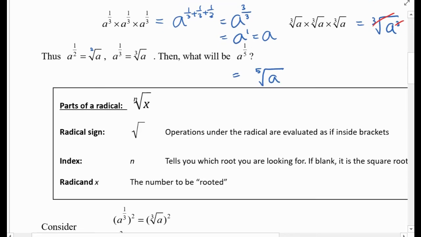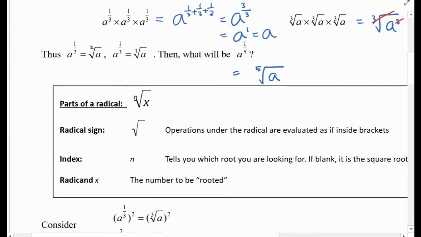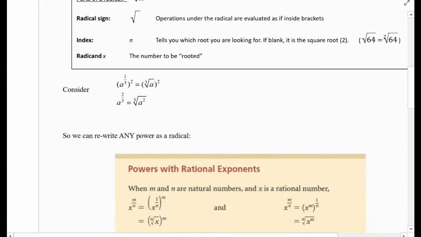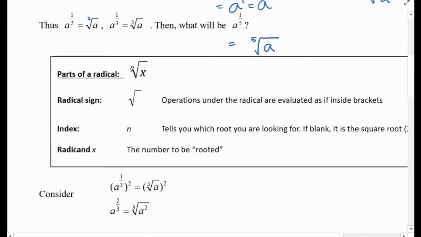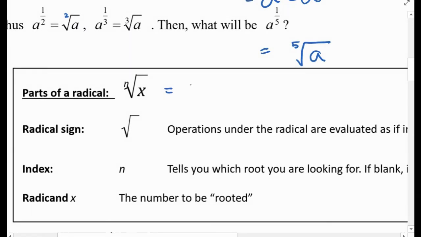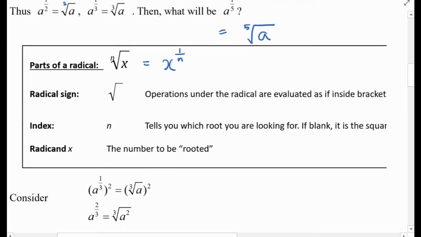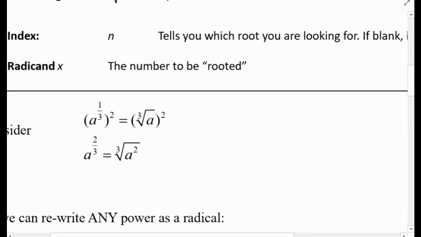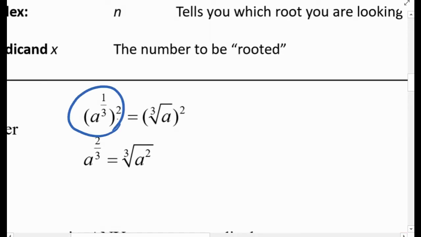So when you have nth root of x, if you change this to a power, it becomes x to the power of 1 over n. Okay, so this is a radical sign, and we call this the index, and x is the radicand, right? All right, then consider this.